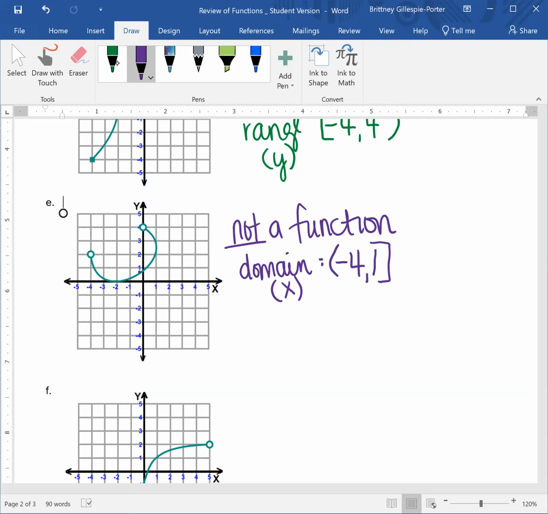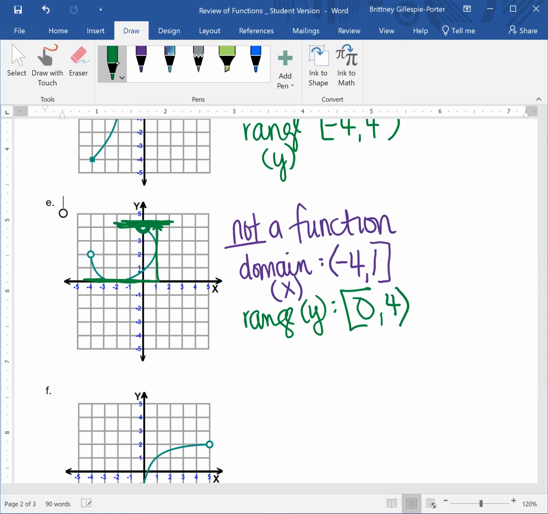And let's look at the range. Remember, range is our y values, smallest to largest. Our smallest y value starts at 0, and we actually hit it, so we're going to use a bracket. And then as we travel up, we hit a ceiling of 4, but we had an open circle, so we're going to use 4 with a parenthesis.